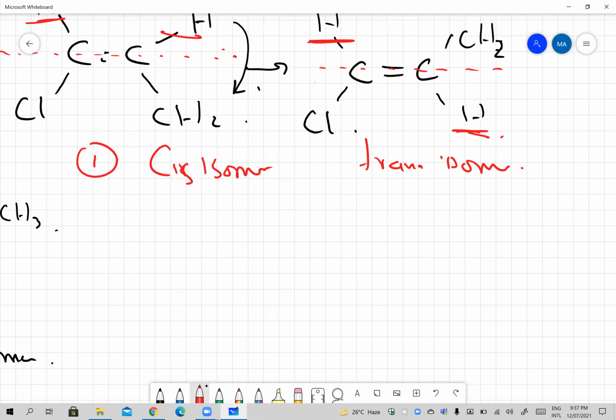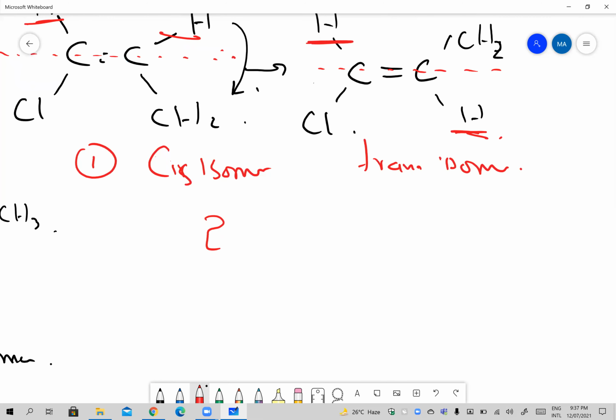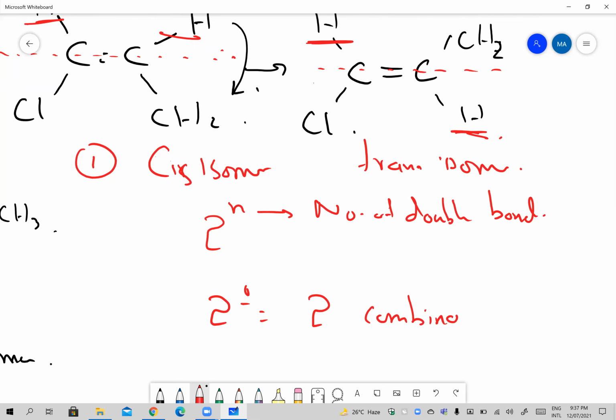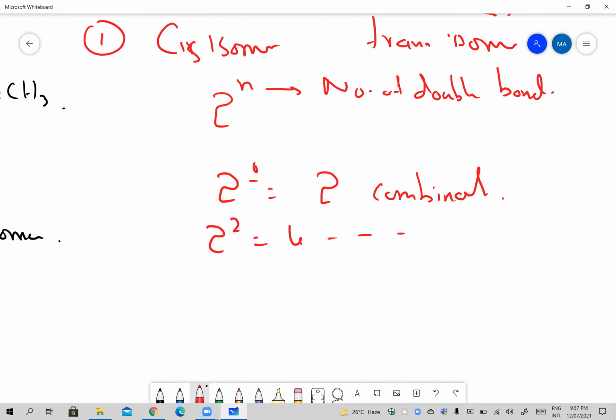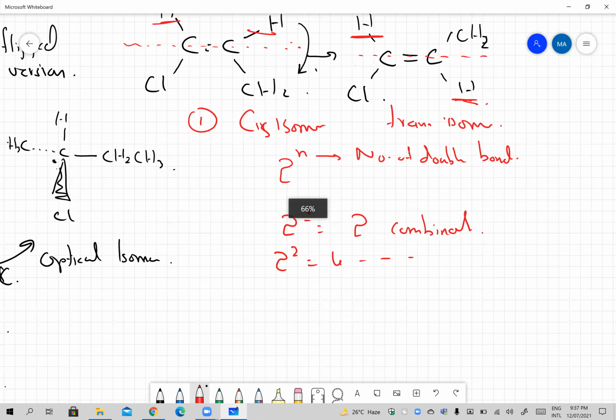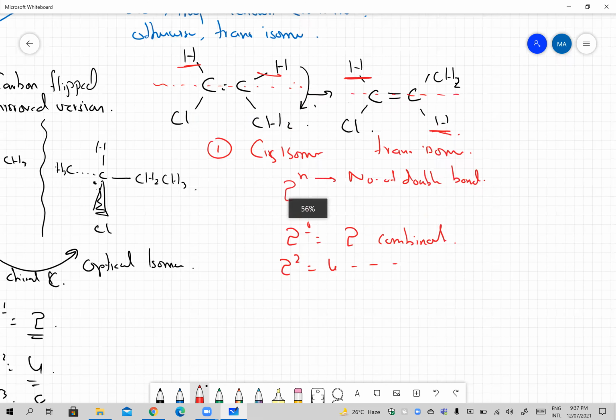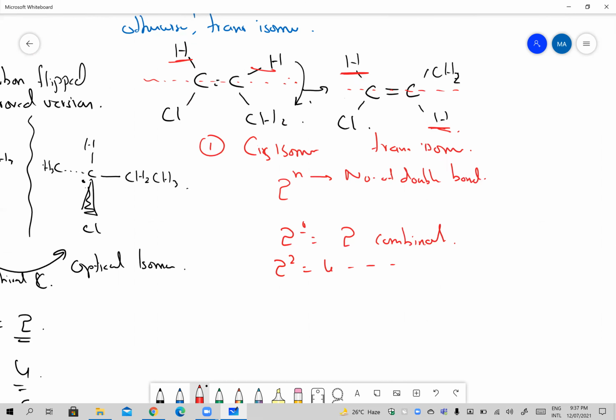And the number of combinations, again, you can guess by using 2 raised to the power of n. N here is the number of double bonds. One double bond will give you 2 combinations. 2 double bonds will give you 4, and so on. Similarly, in symmetric molecules, this one here was a symmetric molecule, the cis trans and trans cis are exactly the same.